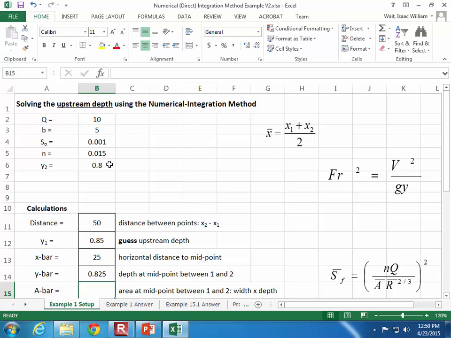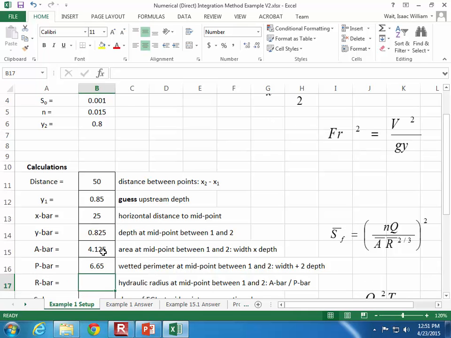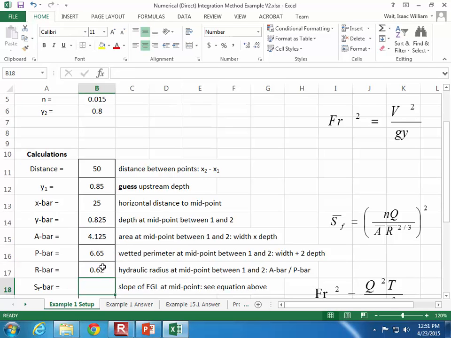The cross-sectional area at 2 is going to be the width of the channel, because it's rectangular, times the depth at the midpoint. The wetted perimeter for a rectangular channel is the width of the channel plus 2 times the depth, so it is the width plus 2 times the depth at the midpoint. Hydraulic radius is the area divided by the wetted perimeter.